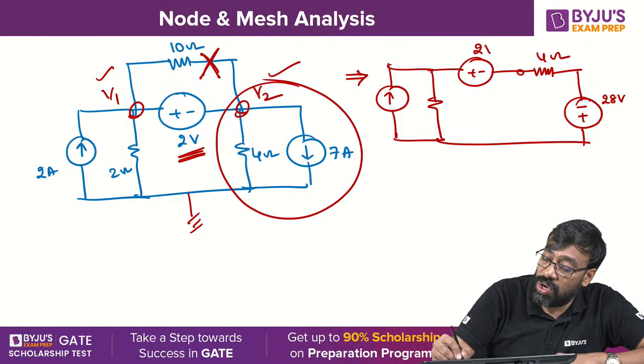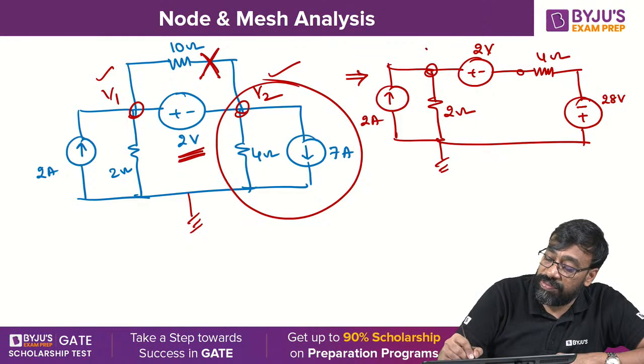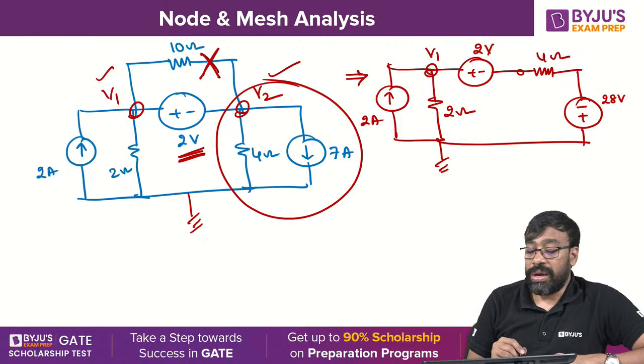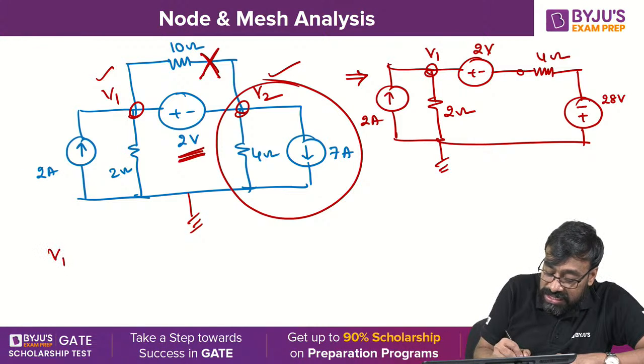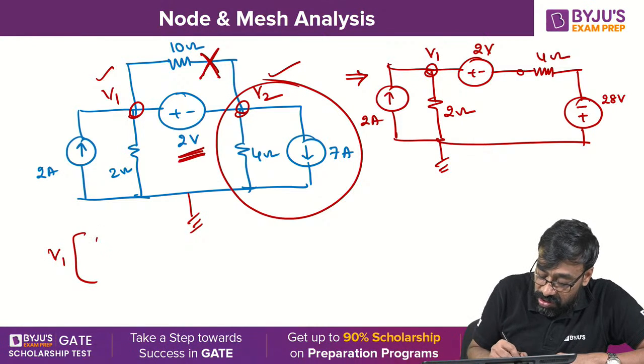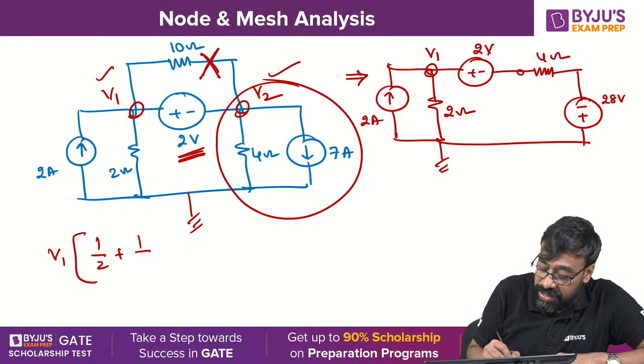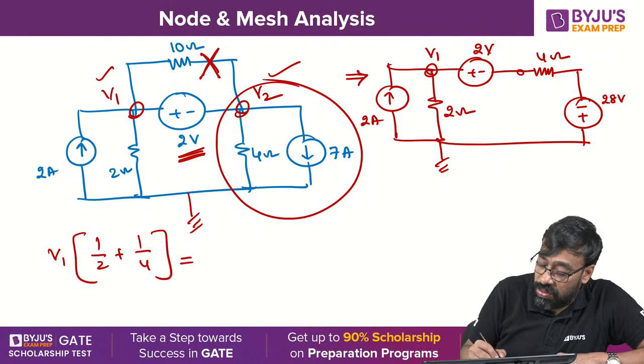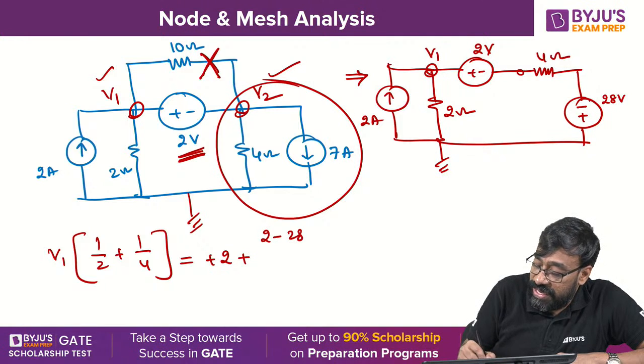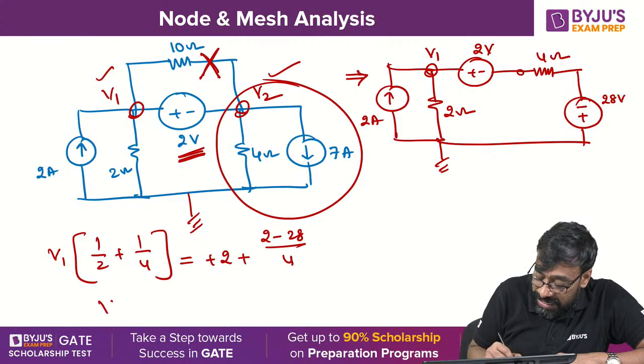This is 2 volts already. This is 2 ohm and this is 2 ampere. This is 0. This is V1. Now directly I can apply the inspection method. V1 times (1/2 plus 1/4) is equal to plus 2 ampere, plus 2 minus 28 by 4.